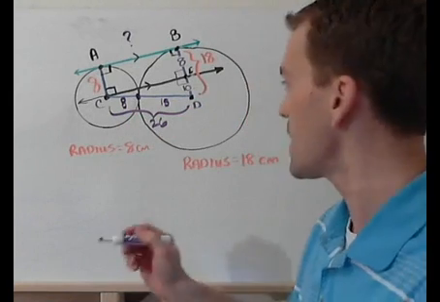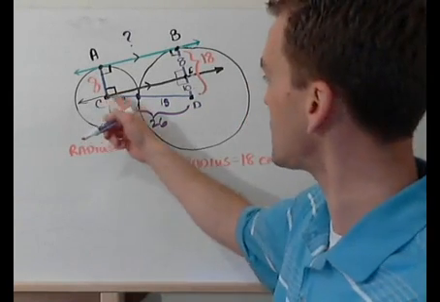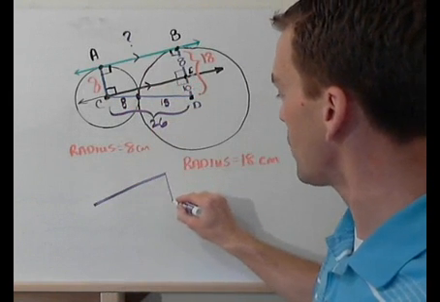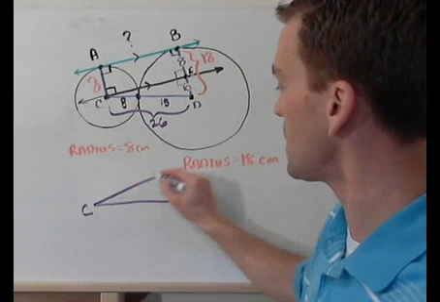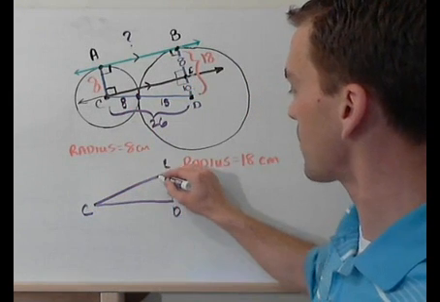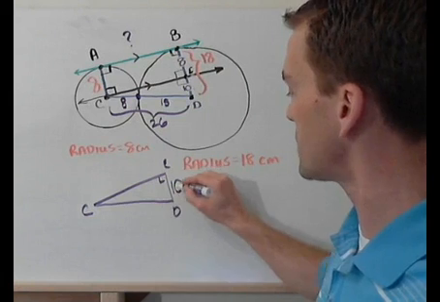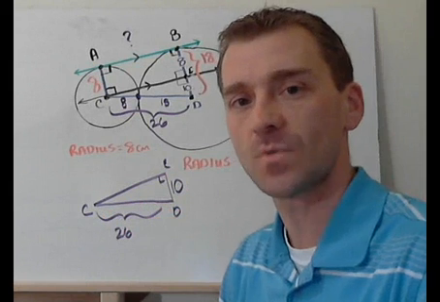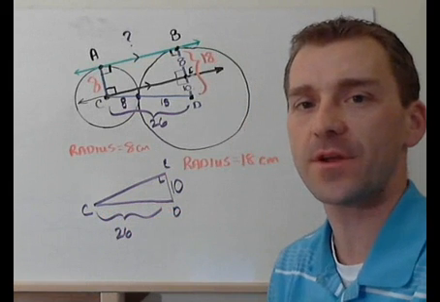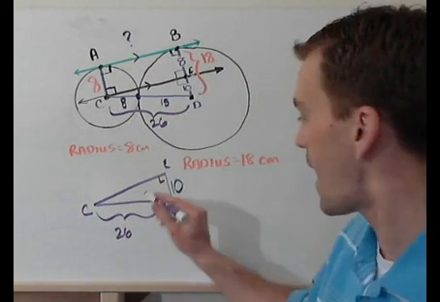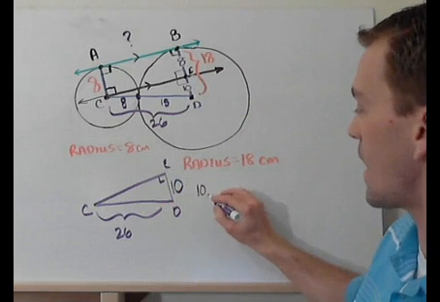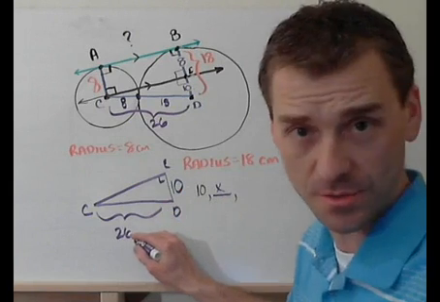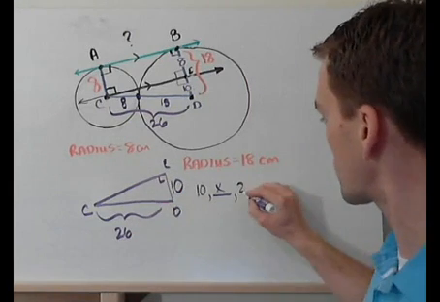So what does that mean now? If I redrew the triangle C, E, D right down here, this is C, this is E, this is D, and that's my right angle. That piece right there is 10. This whole thing right there is 26. Well, I can definitely use the Pythagorean theorem. I have 10 as one side. I don't know the other side, we'll make it x. And I know the hypotenuse across from 90 is 26.